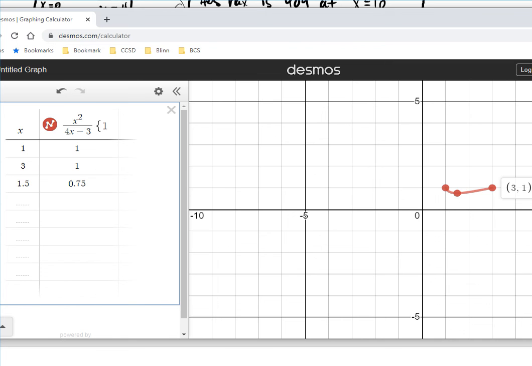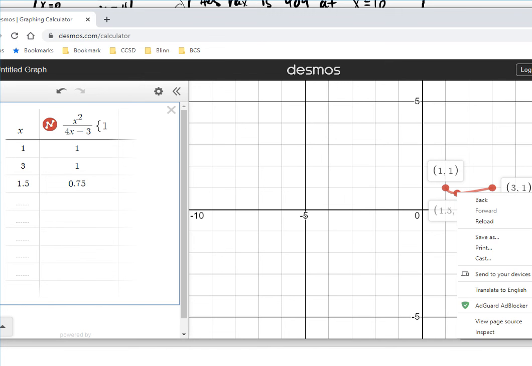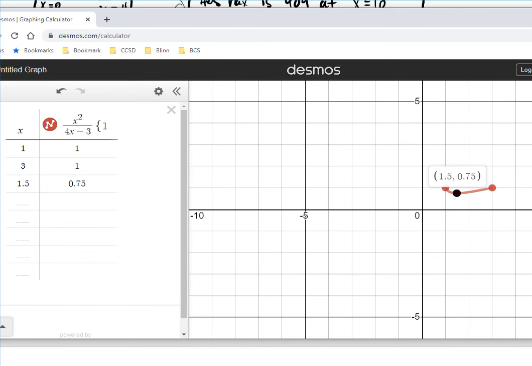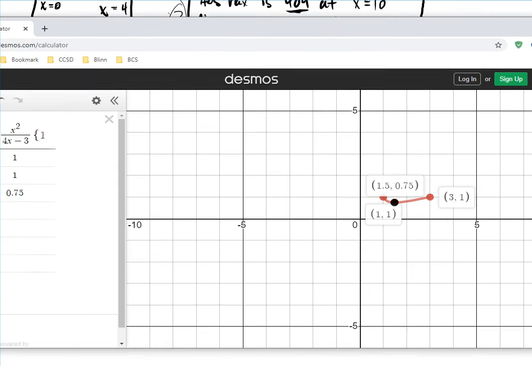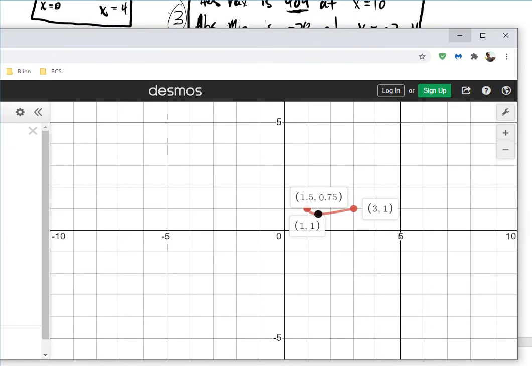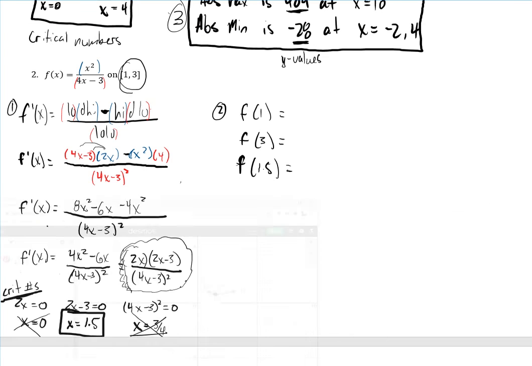Well, we saw this in the last one. Our biggest y coordinate looks like it's tied. We got a tie. It's 1. Our biggest y coordinate is 1, and it looks like our smallest y coordinate is 0.75. If we needed to, we could change that into a fraction, so 0.75 would be the same as 3/4, but let's leave it as a decimal.